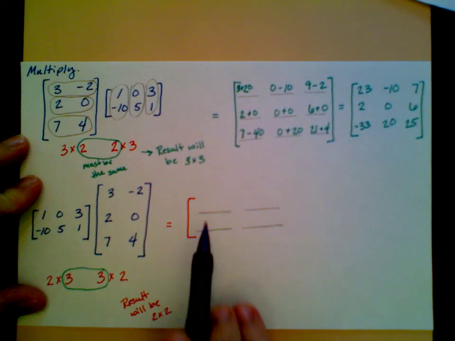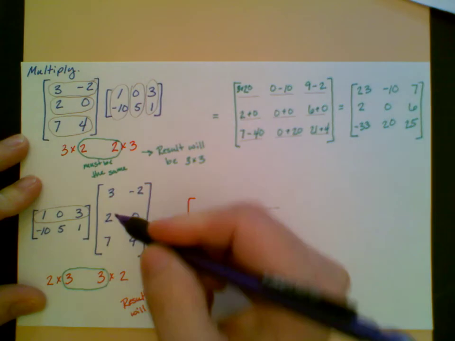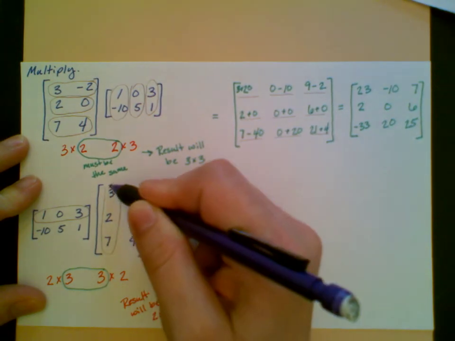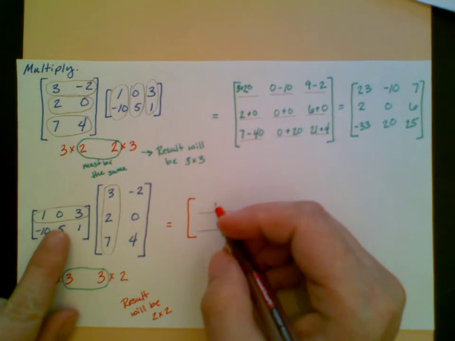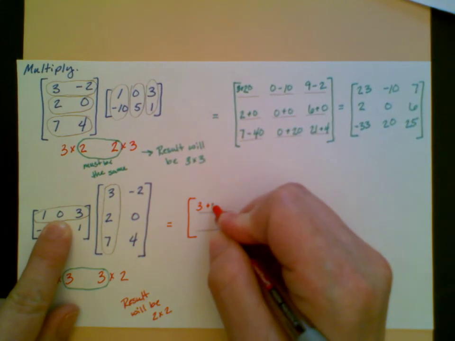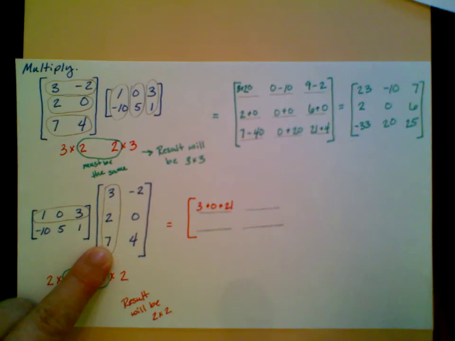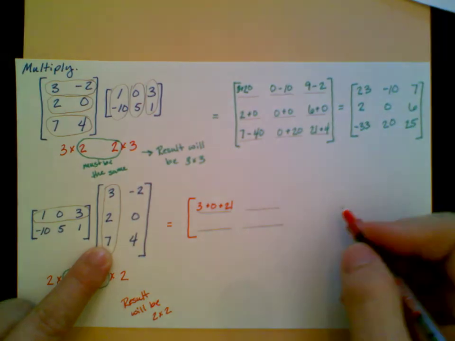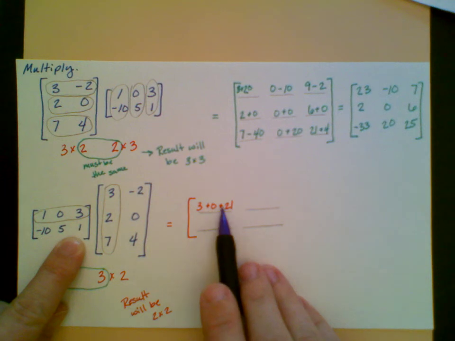All right, so for row 1, column 1, I'm going to multiply row 1 times column 1. Now, it's not strictly necessary to circle your rows and your columns, but it can help people focus. So 1 times 3 is 3. 0 times 2 is 0. And 3 times 7 is 21. So I do have to add all those up. Notice that my answer for that spot will be 3 plus 0 plus 21.